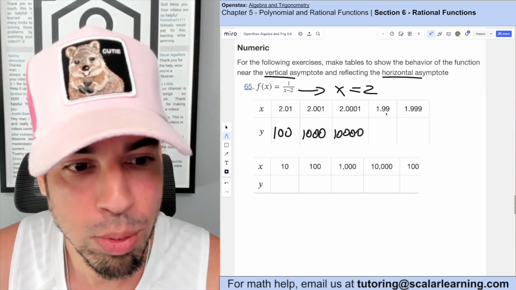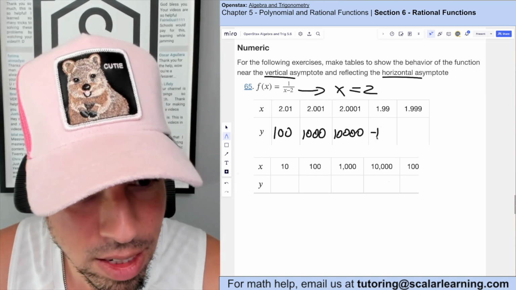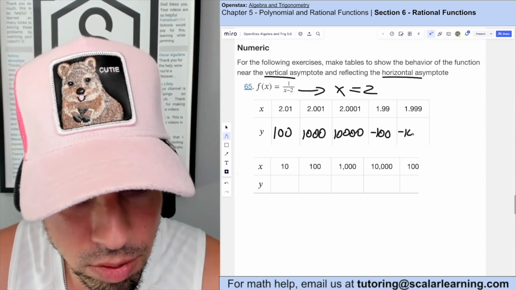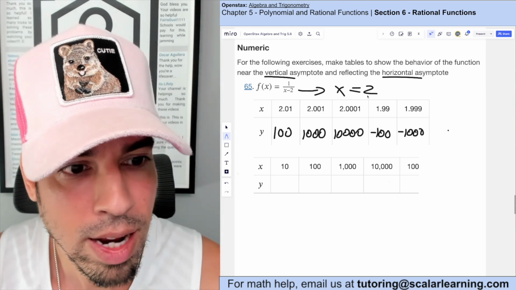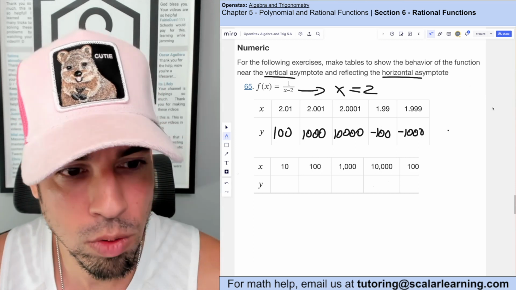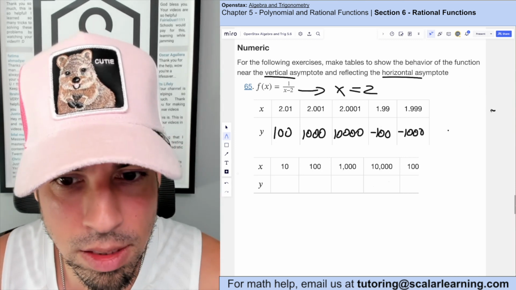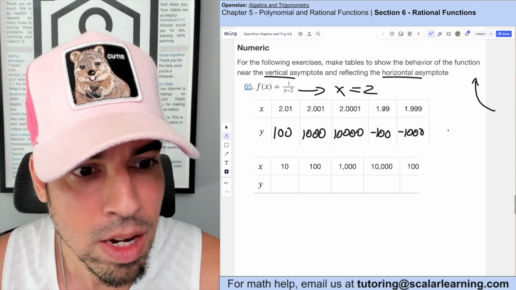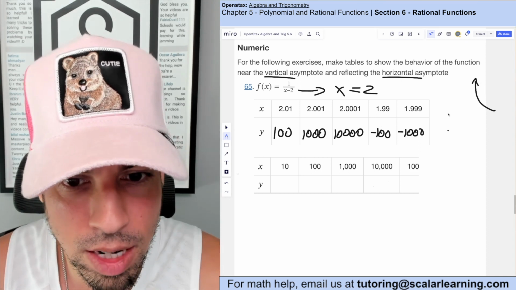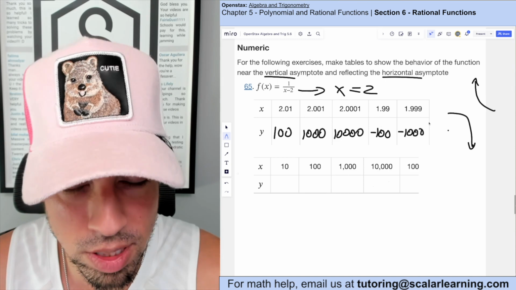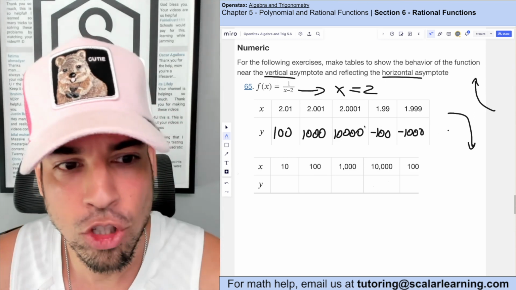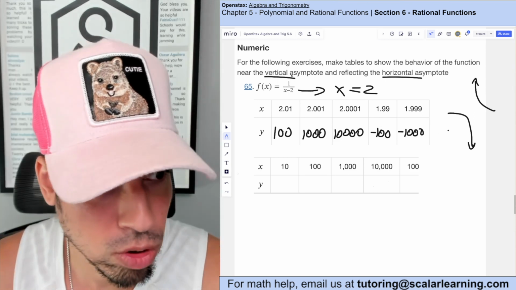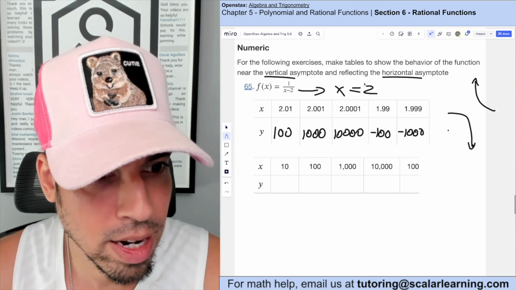When we plug in 1.99, we actually get negative 100. And here we get negative 1,000. So you can kind of see that as you're approaching this vertical asymptote from the right-hand side, it seems to be going up and up and up. As we're approaching it from the left-hand side, we seem to be going down, down, down towards negative infinity. So that shows us that we do indeed have a nice vertical asymptote here at x equals 2.